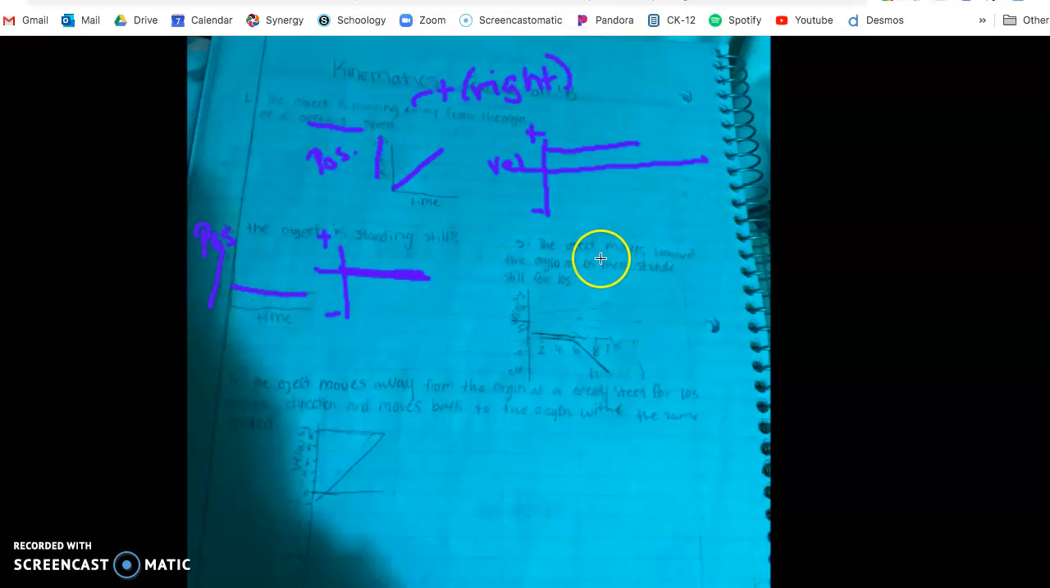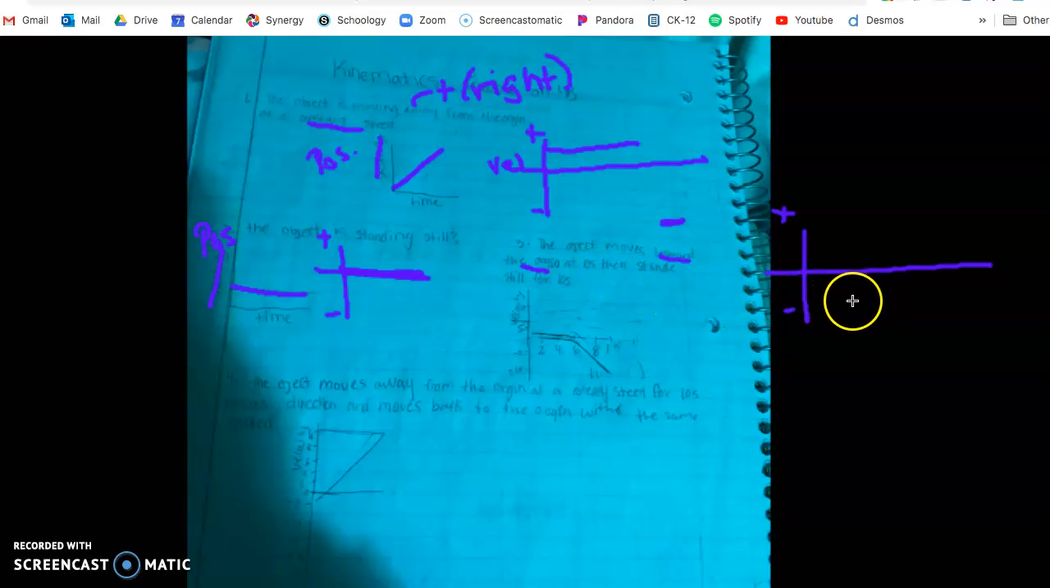Okay, so number three, the object moves toward the origin for 10 seconds and then stands still for 10 seconds. In terms of that one, I can draw over here because we have space. If they're moving toward the origin, it means that it's going back. So that means that it's negative, for 10 seconds, then stands still for 10 seconds.